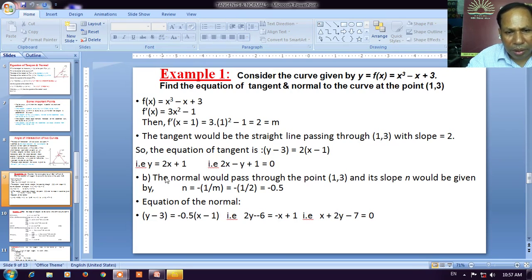Now coming to the equation of normal. First of all we find the slope of normal. Now the slope of tangent is 2. So the slope of normal becomes minus of 1 by m, which is equal to minus 1 by 2, so in decimal form it is minus 0.5. So the equation of normal: y minus y1 equals slope of normal into x minus x1. On simplification this becomes 2y minus 6 equals minus of (x minus 1), that is x plus 2y minus 7 equals 0.